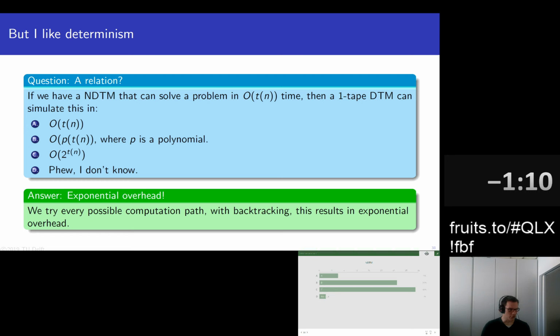P is a function, Francis, or Francisco. I'm not sure where to stop pronouncing your name, but yeah. So P is a function, some polynomial function.